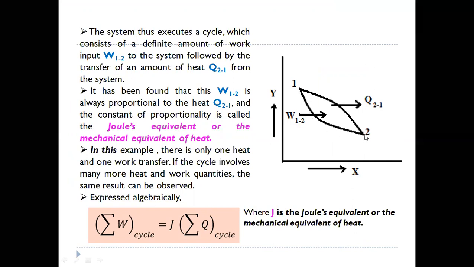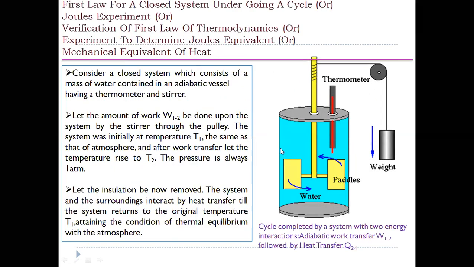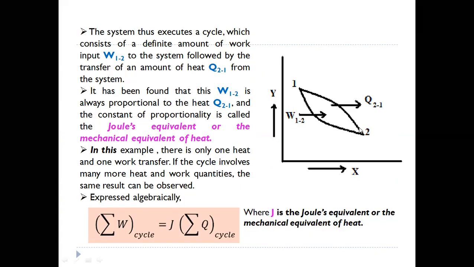So when it reaches state 2, that is the temperature at state 2, next after we remove the insulation, heat transfer takes place. Heat transfer happens until it comes back to the original state. So completing a cycle. In the first stage the work is transferred by the stirrer to the water, and in the second stage heat is transferred from the system to the surroundings.